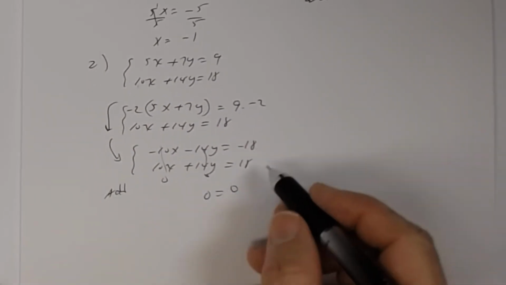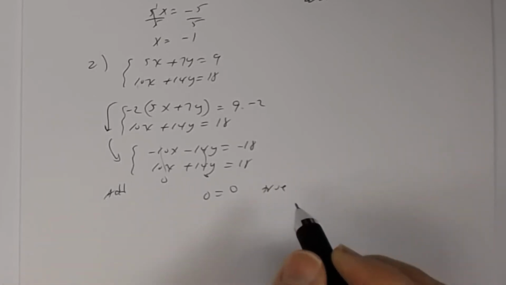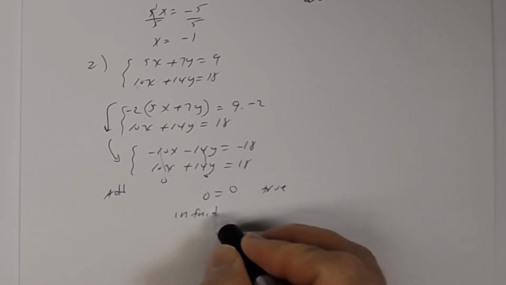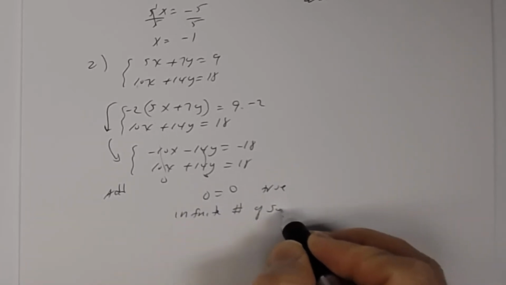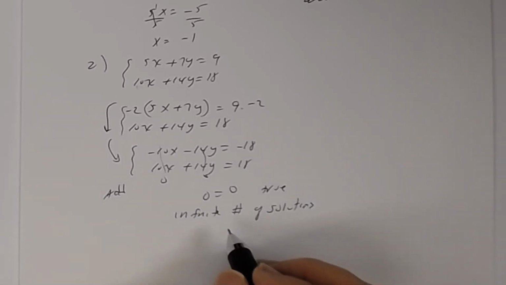But the statement is true. That's a true statement. 0 does equal 0. So what that means is that you have an infinite number of solutions. Infinite number of solutions.